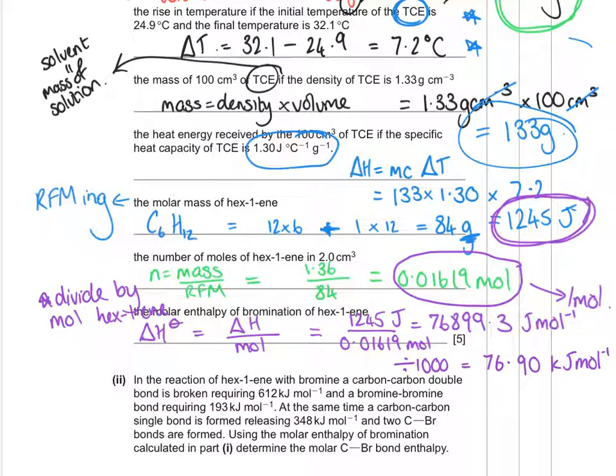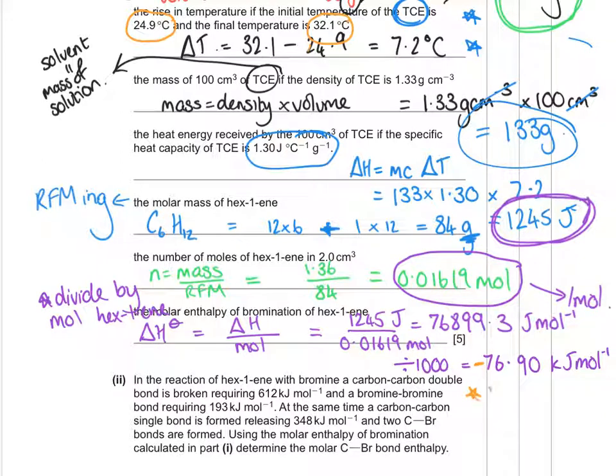And if we look up to this question about the temperature change, the initial temperature is 24.9, the final temperature is 32.1. So heat has been given out to the surroundings, i.e. the solution. If heat has been given out, the temperature of the solution has risen. That means it's exothermic, and exothermic is negative enthalpy change. So our answer is minus 76.9 kilojoules per mole.